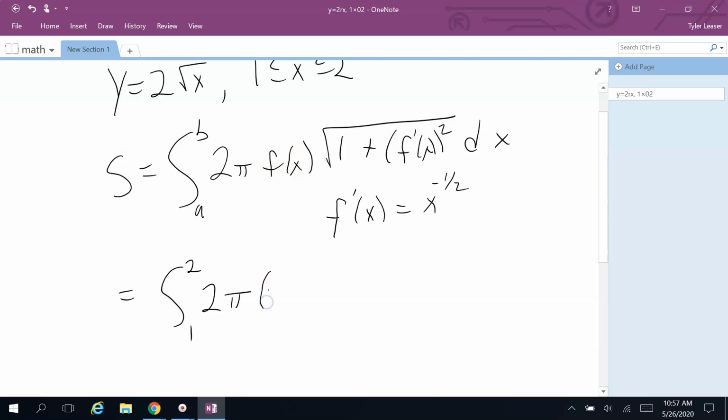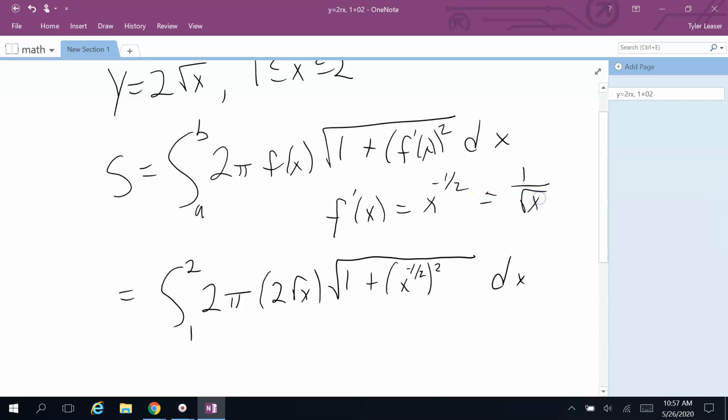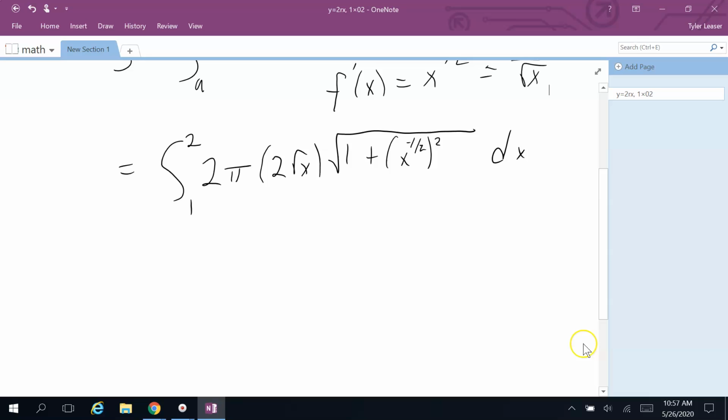F of x, which is just the formula that we're given, 2 square root x, times the square root of 1 plus, I'll write it all out for now, this x to the negative 1/2 squared dx. X to the negative 1/2 is the same thing as 1 over the square root x, so you can think about it that way as well if you really want to.